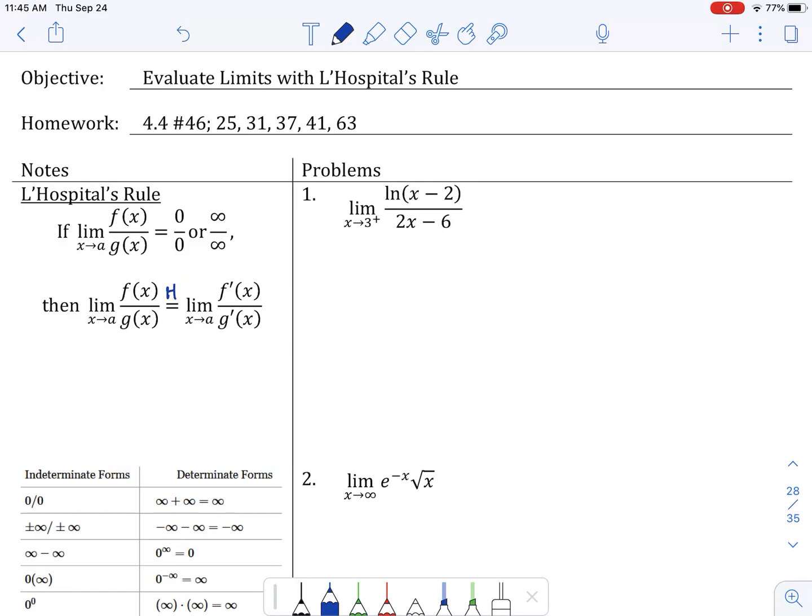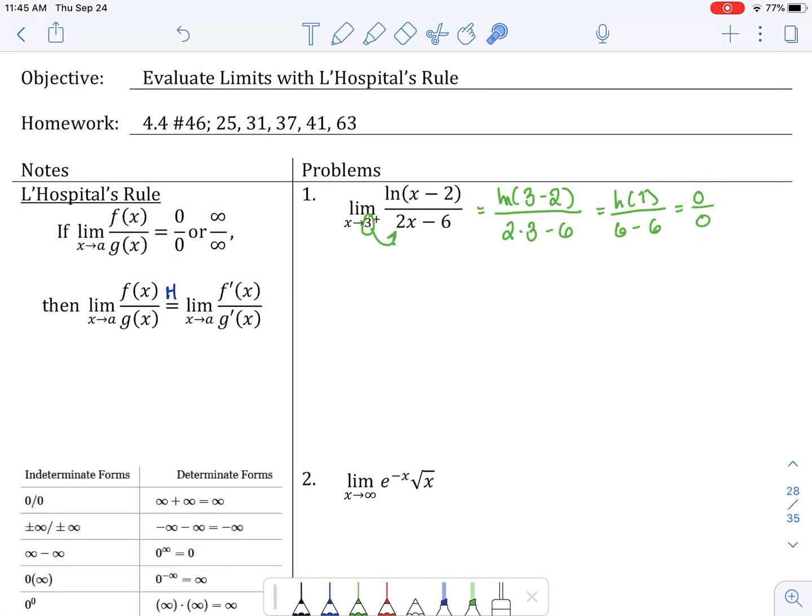rule in our problem. So the first thing that you're always going to want to show for the AP, especially for free response, obviously showing your work for multiple choice matters a lot less, is you need to show first that your limit satisfies one of these L'Hopital's rules. So the way that you do that first is you try just plugging in the number into the limit. So in this case, we'd say ln of 3 minus 2 over 2 times 3 minus 6 is equal to ln of 1 over 6 minus 6, which is 0 over 0.